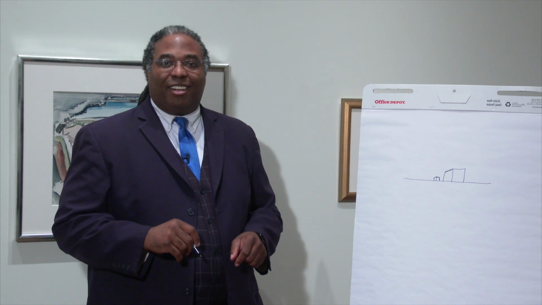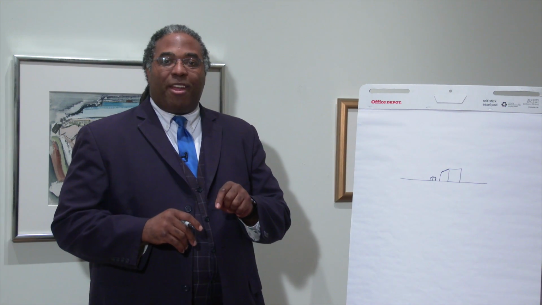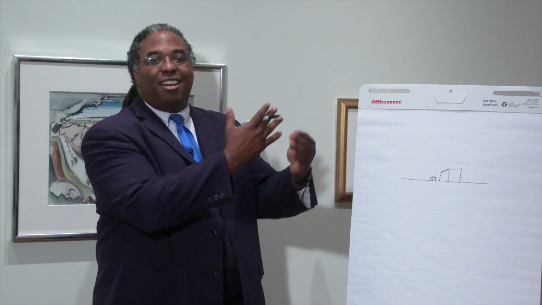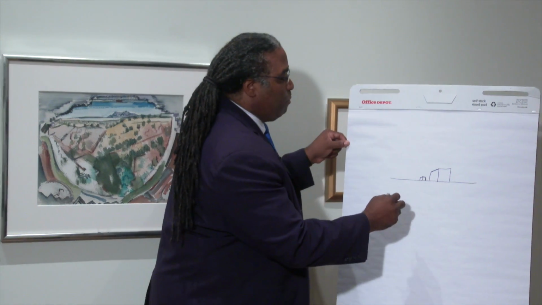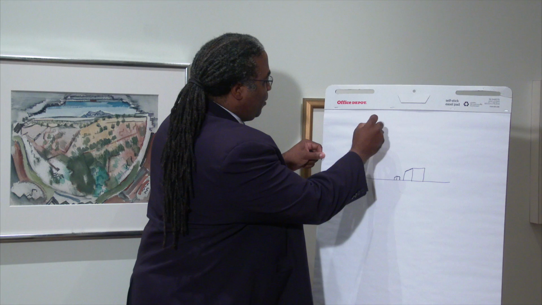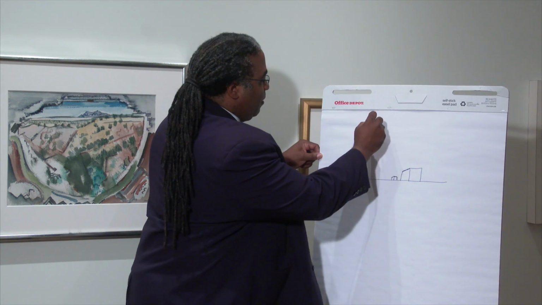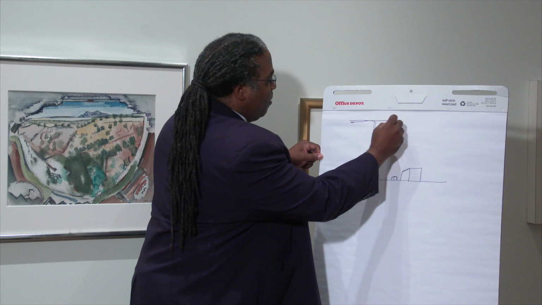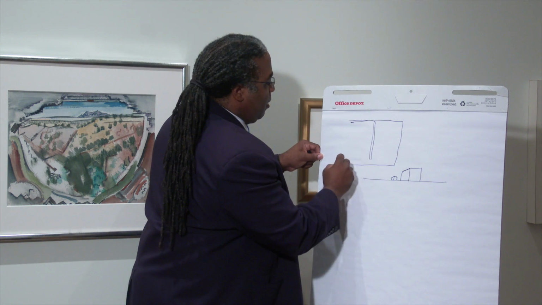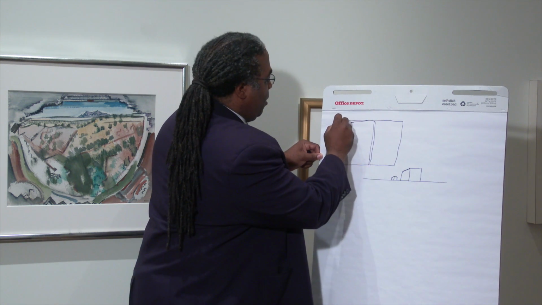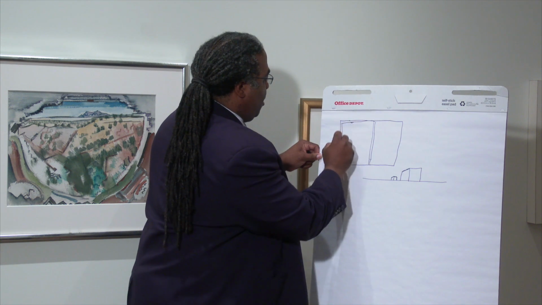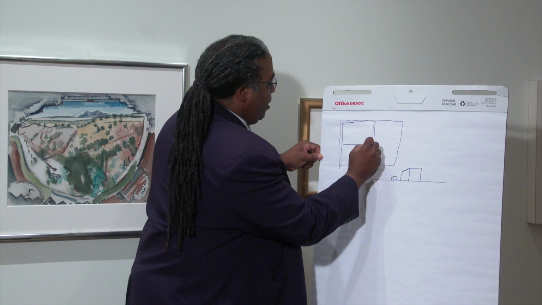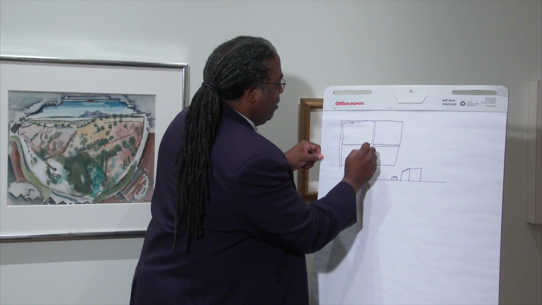I'll show you one other thing. What if we wanted to make it appear as though something was literally behind another object? So what I could do is draw this. This would represent a window. You've seen this in a house before.